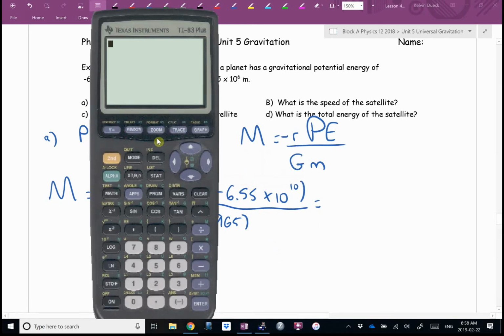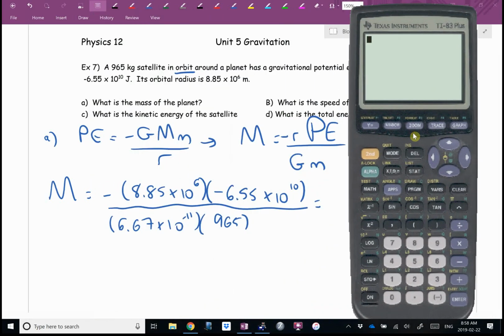Let's see. Negative 8.85 times 10 to the 6th times negative. I guess I could have just canceled out the negatives, which is good because the mass of my planet should be positive. Divided by bracket 6.67 times 10 to the negative 11 times 965. Typo, Mr. Dueck. You get 9.006 times 10 to the 24th.